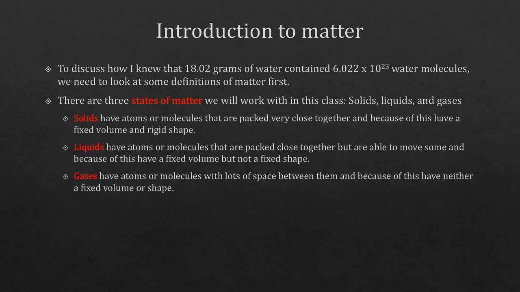So solids have atoms or molecules that are packed very close together, and because of this have a fixed volume and rigid shape. I'm going to use water for all 3 examples. If you have an ice cube, assuming it's frozen and not melting, because once it's melting it's becoming a liquid, but when it's frozen, it's got a really set shape. I'm not going to take an ice cube and put it in a pitcher and expect it to change shape. So let's say I've got my pitcher and I add some ice cubes, they're going to stay like this.